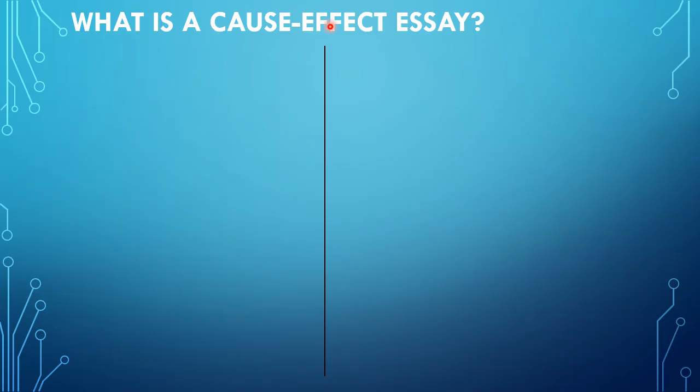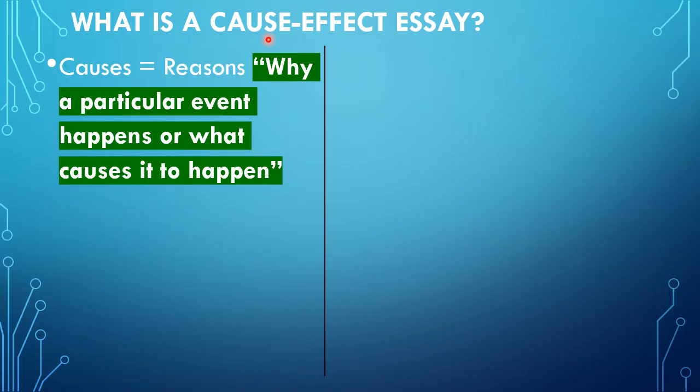So what is a cause and effect essay? To understand that, we need to understand the difference between the word cause and the word effect. So what is a cause? A cause or causes refer to reasons. Why a particular event happens or what causes something to happen. Again, the word cause or causes refer to reasons why something happens or reasons why somebody does something. What causes somebody to do something?